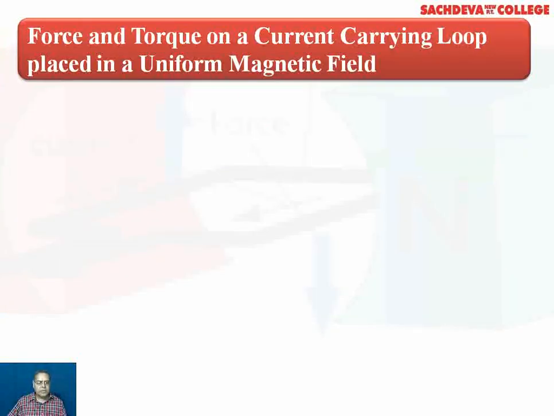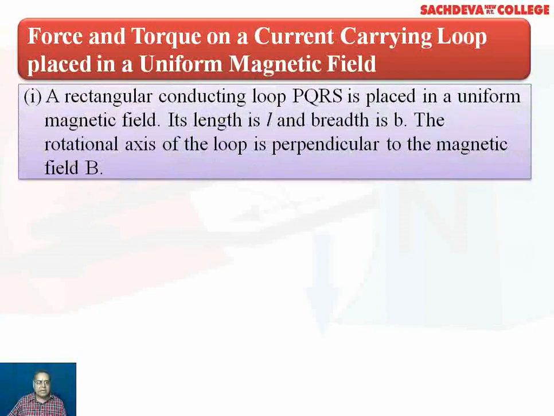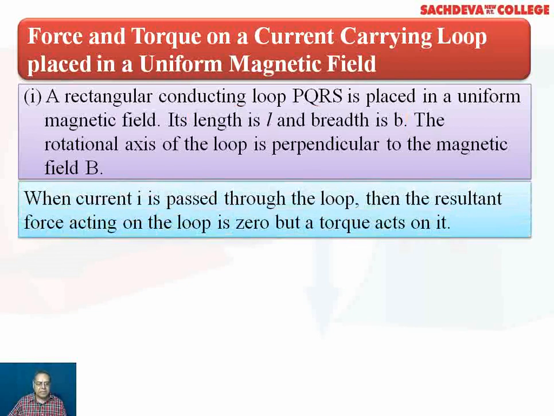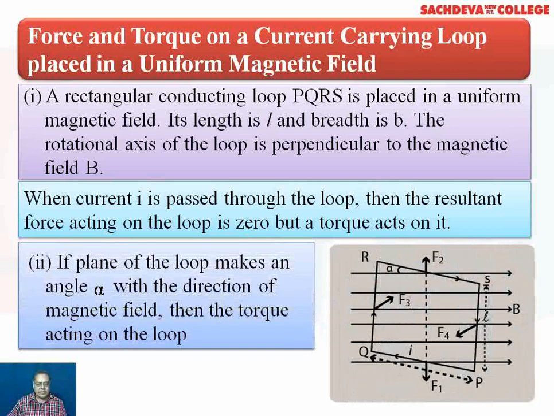Now next is force and torque on a current carrying loop placed in a uniform magnetic field. A rectangular conducting loop PQRS is placed in a uniform magnetic field. Its length is L and breadth is b. The rotational axis of the loop is perpendicular to the magnetic field. When current I is passed through the loop, then the resultant force acting on the loop is 0, but torque acts on it. You can check the figure.